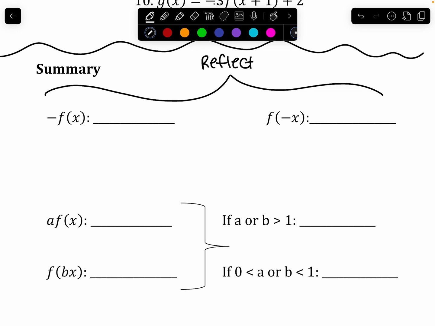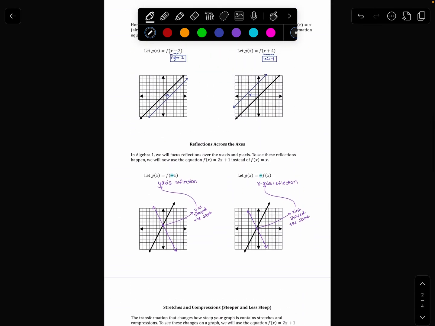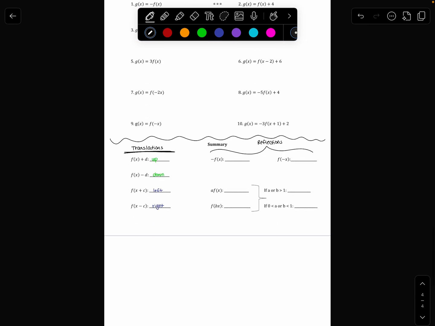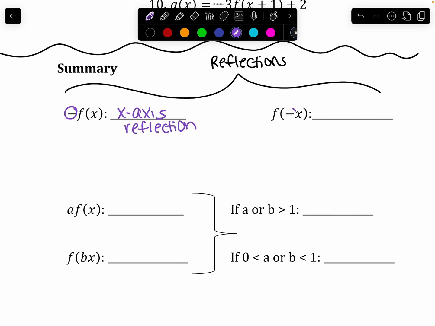As we move over here, we have these two things. These were our reflections. Your options are only an x-axis reflection and a y-axis reflection, and it really just depends on where your negative is located. I did this in purple. So when it is in front of F, that is an x-axis reflection. When it is inside of the parentheses with X, that is a y-axis reflection.